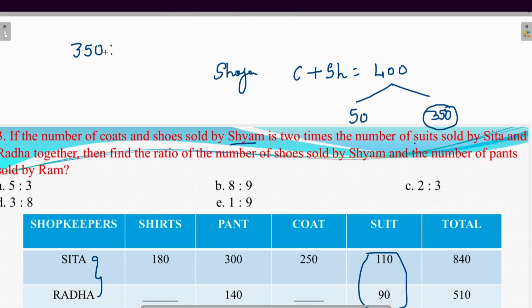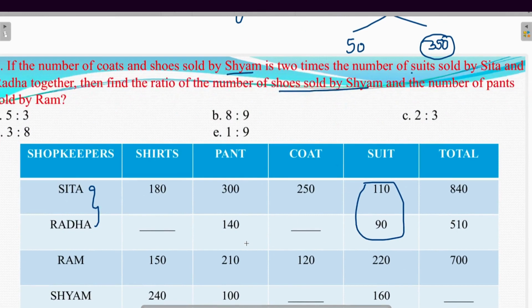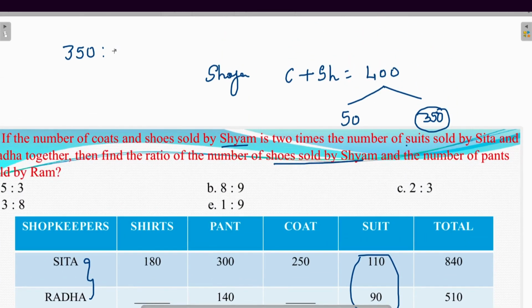Okay. 350 it is. So total, if it is 350, Sham sold shoes. Then what is the final question? Find the ratio of the number of shoes sold by Sham, 350, and the number of pants sold by Ram. Ram's pants is 210. Then the ratio of 350 and 210 will be 5 5s or 7 3s, 5:3. Your answer will be 5:3.